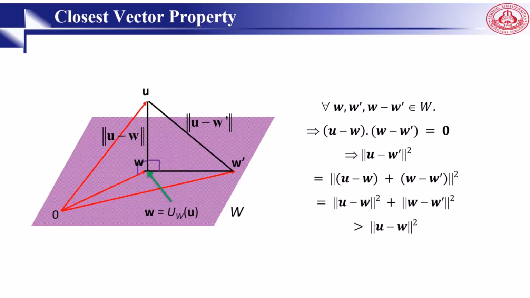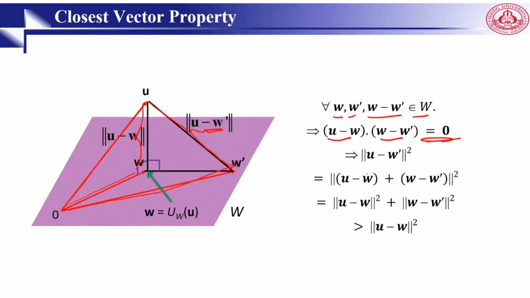Among all vectors in subspace W, the vector closest to u is the orthogonal projection. Here we can see the relationship between vectors u, w, and w prime in subspace W. For any vectors w, w prime, and w minus w prime in subspace W, the dot product of u minus w and w minus w prime is always 0. You can see here, this is u, this is w, and this is w prime. So this is the norm of u minus w prime.